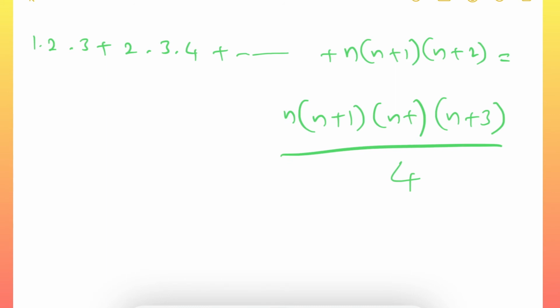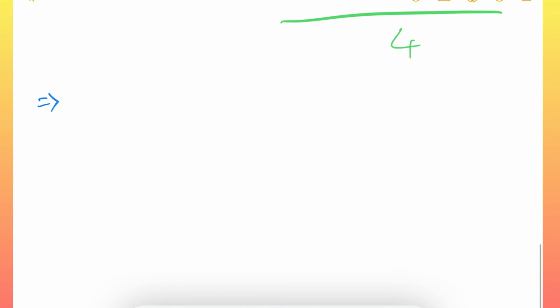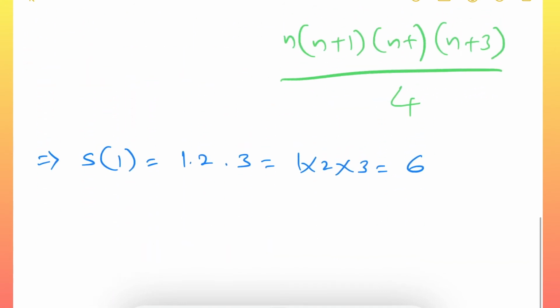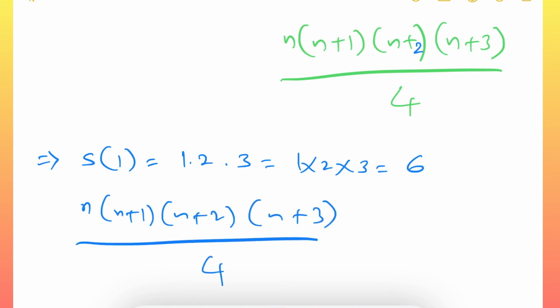Okay, now first step, S of 1. S of 1 is nothing but the sum of the first term. Here the first term is 1 into 2 into 3, so 1 into 2 into 3 equals 6. Now take the RHS, that is n into n plus 1 into n plus 2 into n plus 3 whole divided by 4.